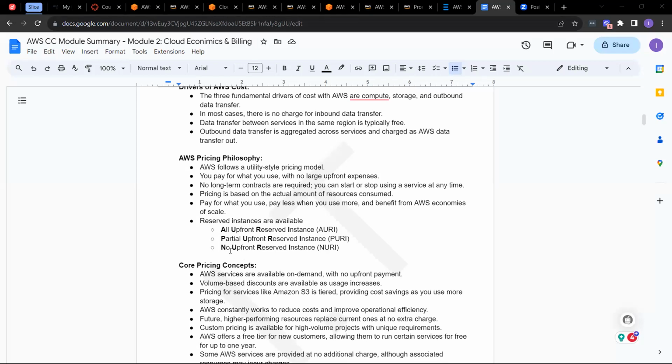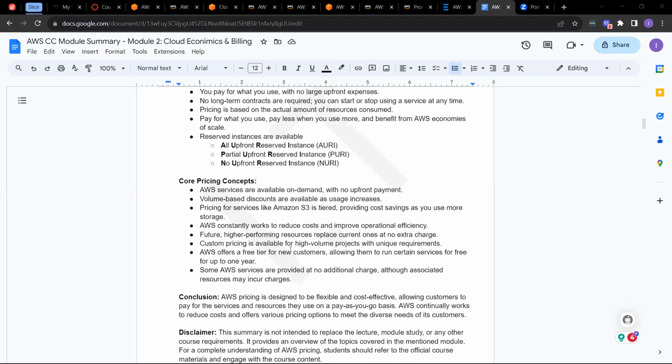And for no upfront, even though you are reserving, you are not paying upfront, but you are going to be charged a per hour rate. Yes, it's also a discounted rate. But the thing here is that you have reserved it for a year, so even if you don't use it, that's what reserved instance means. You have reserved them, so whether you use it or you don't use it, you will be charged the hourly rate. For the partial, you pay parts. For no upfront, you don't pay parts, but you will still be charged the per hour rate, regardless of whether you use it or not.